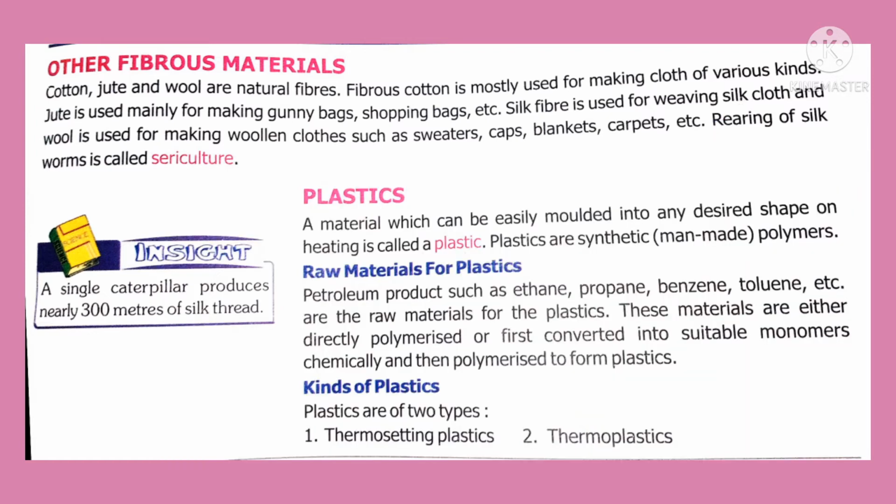The next synthetic polymers are plastics. Plastics are of two kinds. They are thermosetting plastics and thermoplastics. What are plastics? Any materials that can be molded and changed into any shape on heating are called plastics. These plastics are also made from petroleum products such as ethane, propane, benzene, etc.